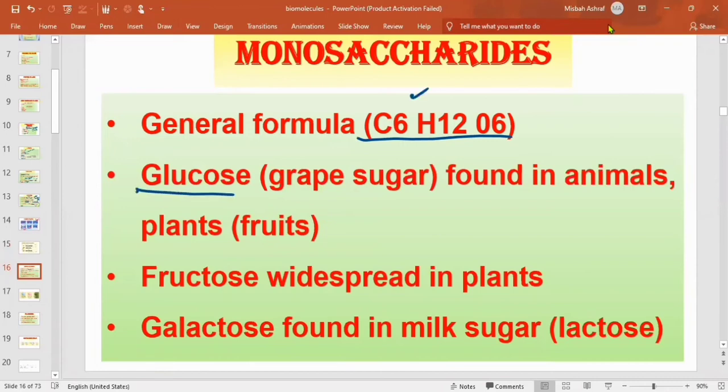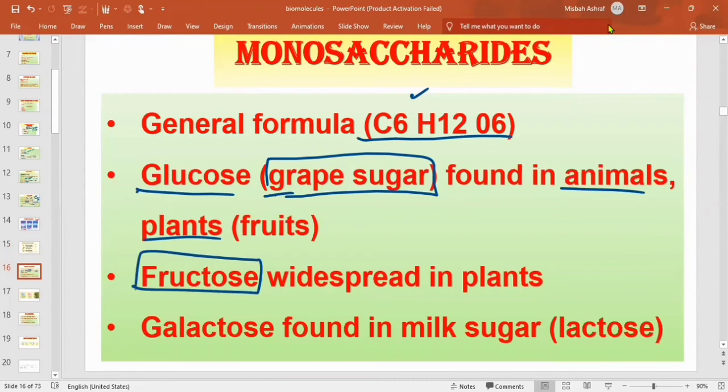Glucose is also known as the grape sugar, because it's also present in grapes and it's present in almost all the fruits. And mostly it's present in animals. It's also found in plants, which are the fruits. Fructose, which I told you, is the second type of the monosaccharide, mostly found in plants. And galactose is present in the milk.